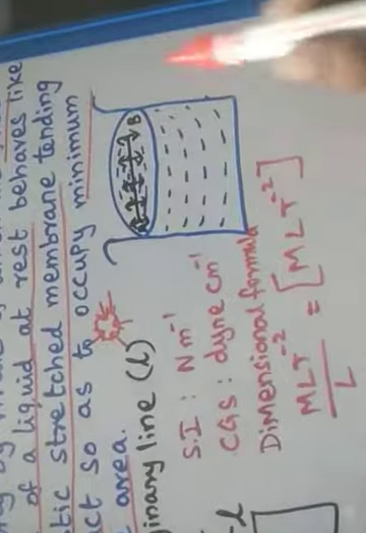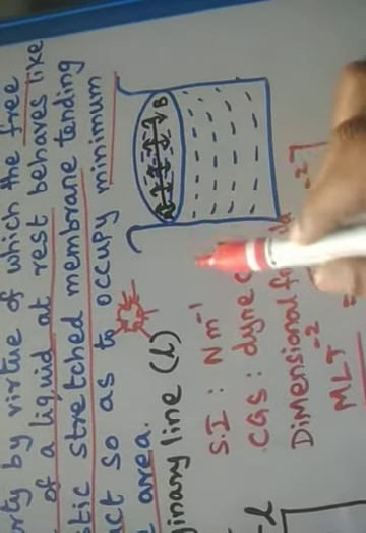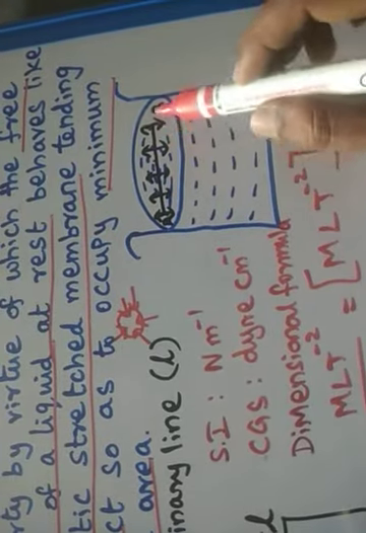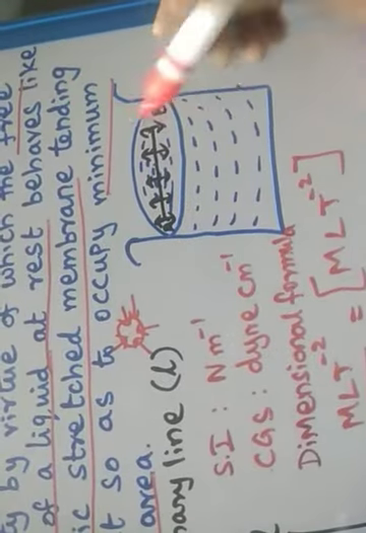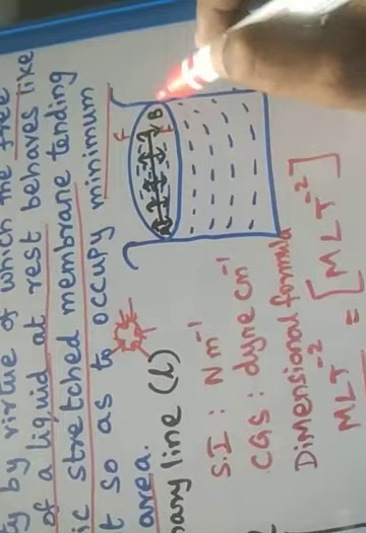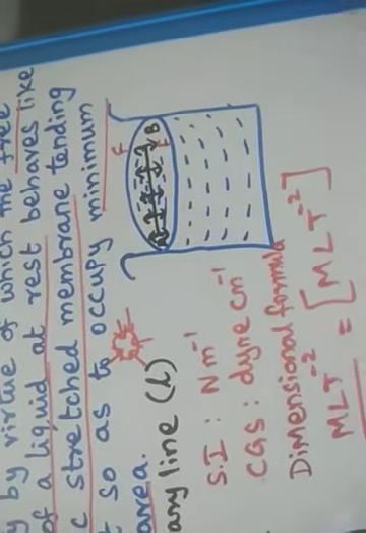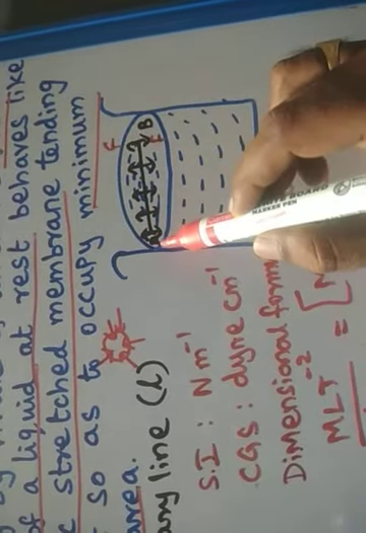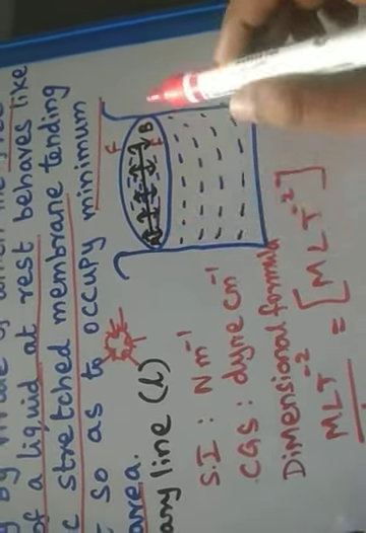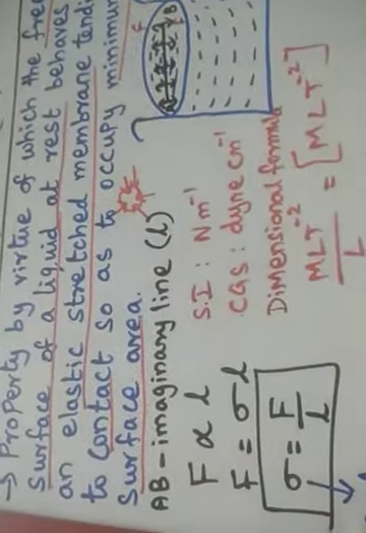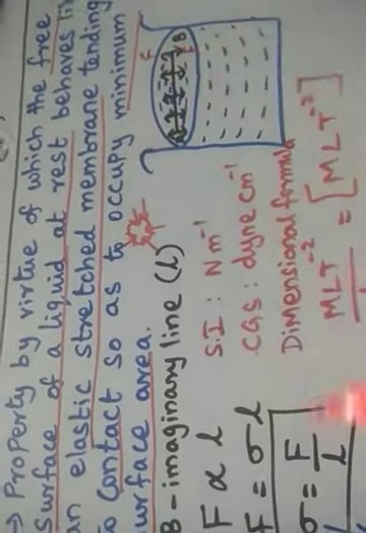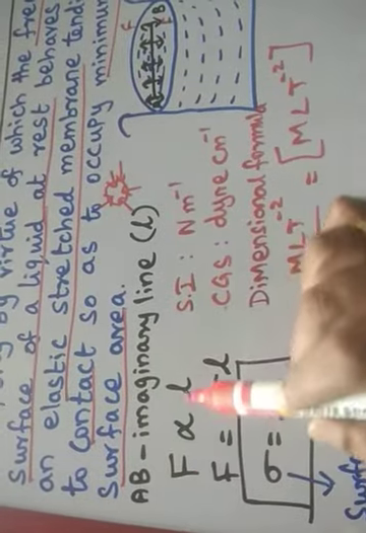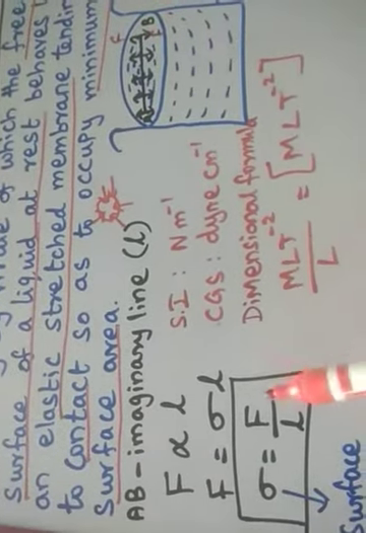Let us take a beaker, and this is the upper surface, so we can draw. This is a stretched membrane. There will be an arrow mark, a force going in this direction. Due to this force, this upper layer will act as a stretched membrane. Let us imagine points A and B. The length of this imaginary line is L. So the force on this imaginary line is directly proportional to the length of the line.